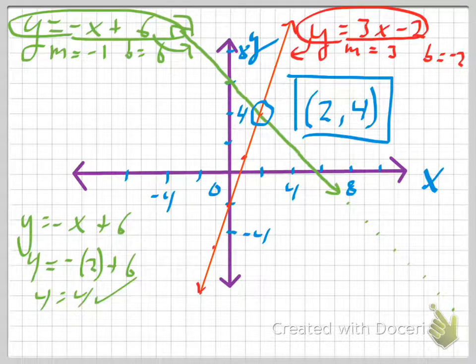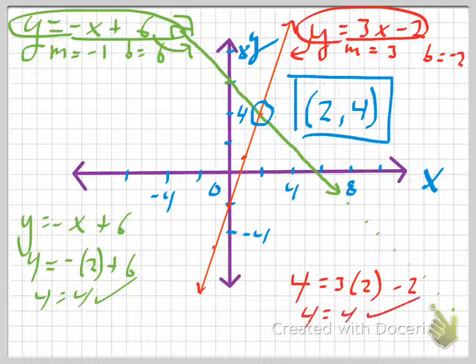Let's check the red equation. Let's put 4 in for y, and it's 3 times 2. It's going to be 6 minus 2, and sure enough, 6 minus 2 is 4, so 4 equals 4. Both cases check. Now, the checks happen to come out both the same numbers. They don't have to. This one checks if 4 equals 4, or 3 equals 3, or 5 equals 5. It doesn't matter.